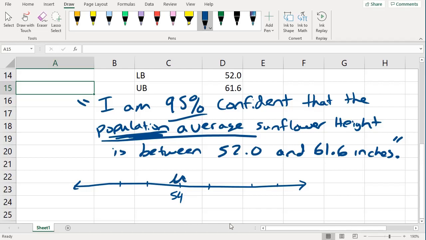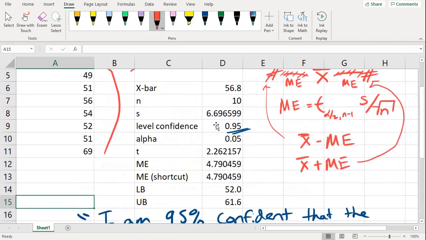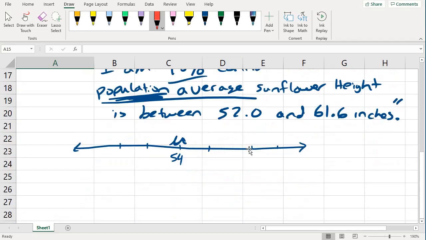So what I do is I go out and collect a sample. What was my sample average? My sample average was 56.8. Of course, it's a random sample, so it's not going to be exactly equal to 54. It's 56.8. This is my sample average.